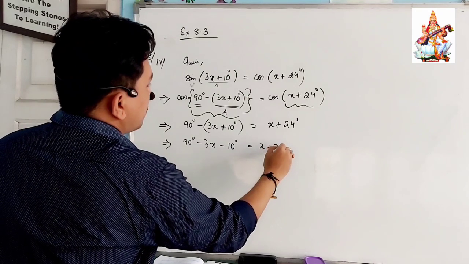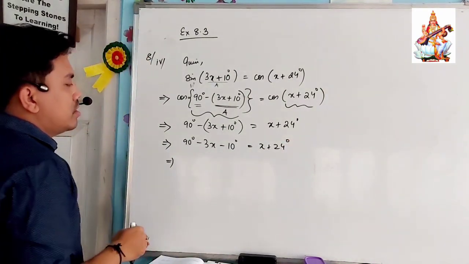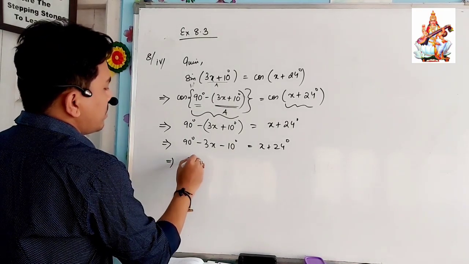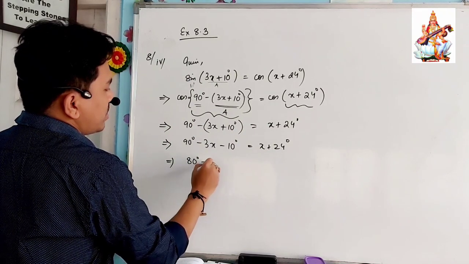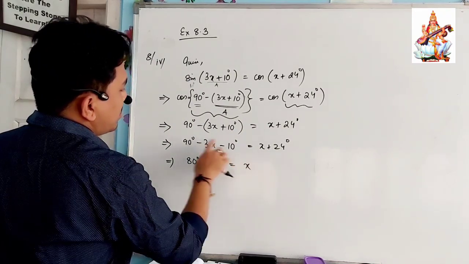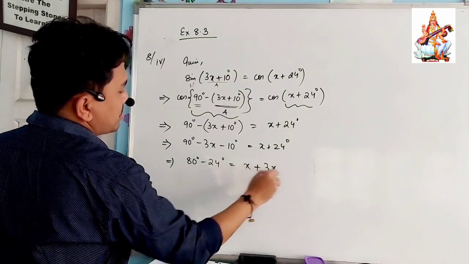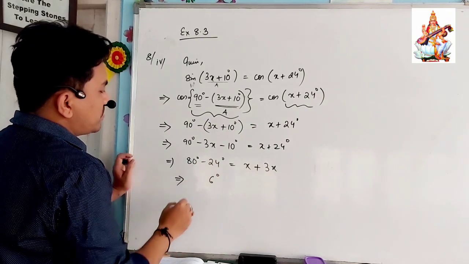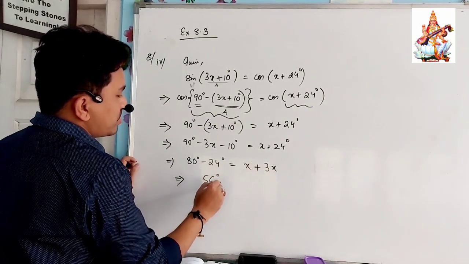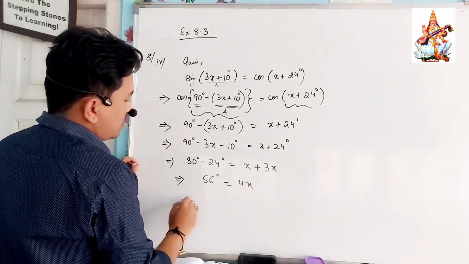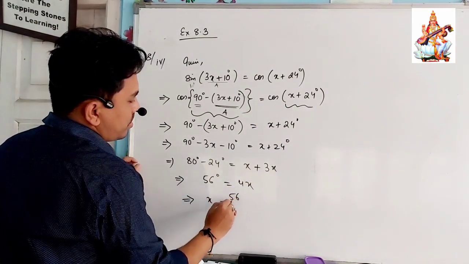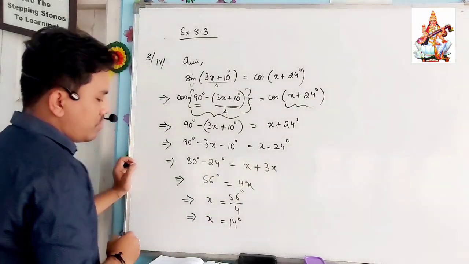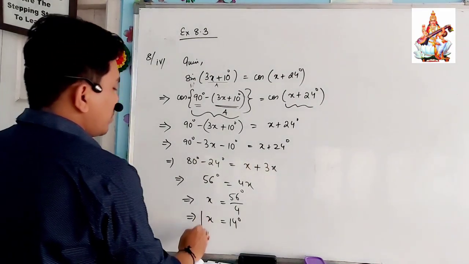x plus what? 24. So now let us bring all the numerals to this side. 90 minus 10 is what? 80. Let us solve it here itself. 24 you bring to the other side, minus 24. So x is here. Let us bring this 3x to the other side, it will become plus 3x. 80 minus 24 is what? 10 minus 4, 6, so 56 degree. Equal to what? 4x. So x will be equal to what? 56 by 4. And finally we got what? 14 degree. So we got the value of x. In this way we got the result.